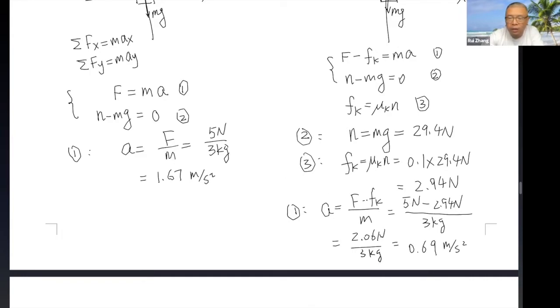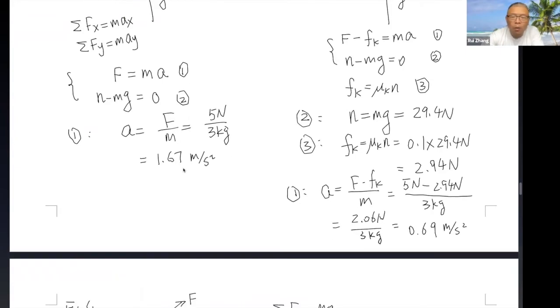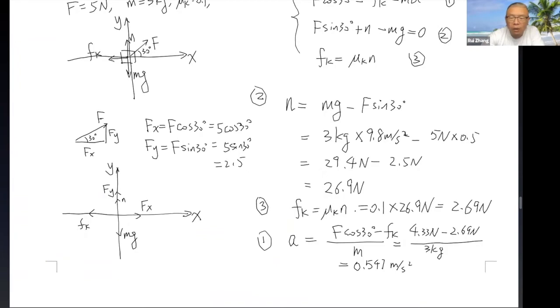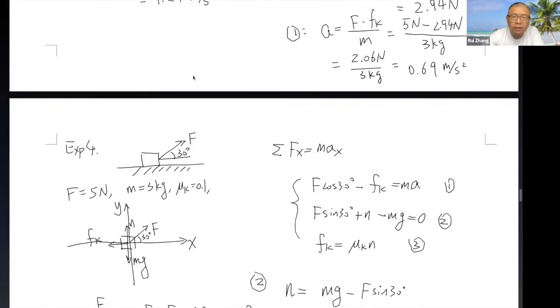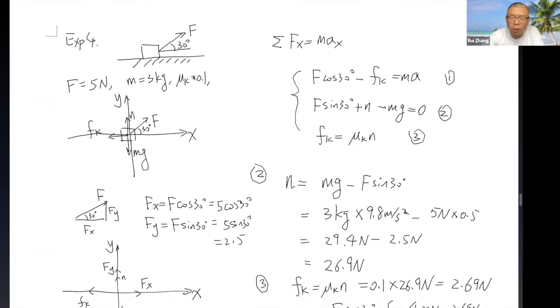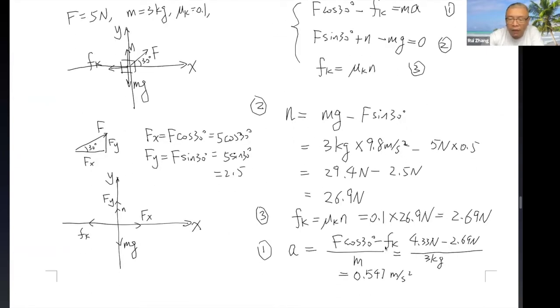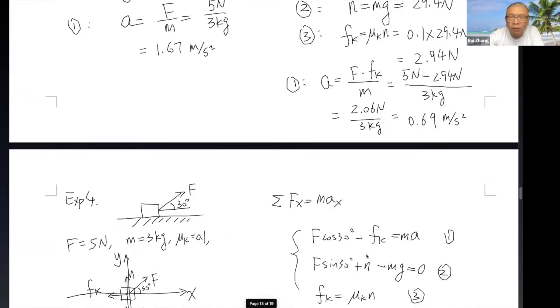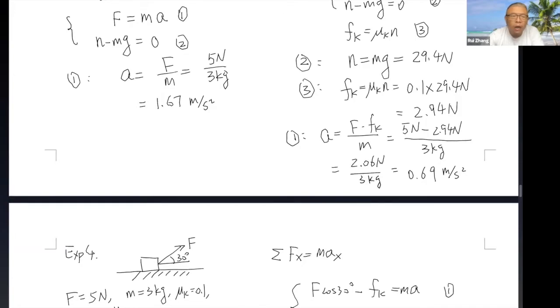When fk is 0, it becomes f over m, the previous one. Same thing with the last one here. If you take the angle to be 0 degrees, that recovers the previous case. Cosine 0 is 1, so you have f minus fk divided by m. It's the same formula as this. So they're all connected. In some sense, we're solving more and more general problems.